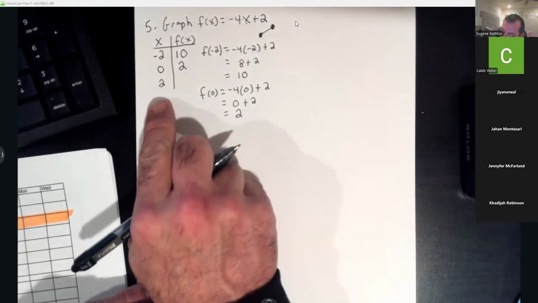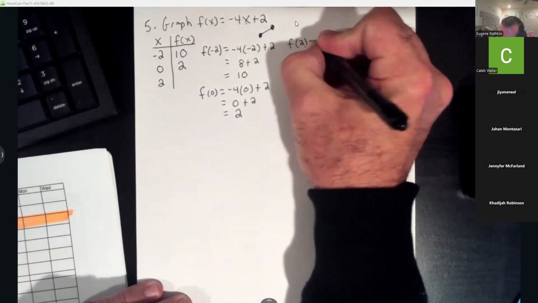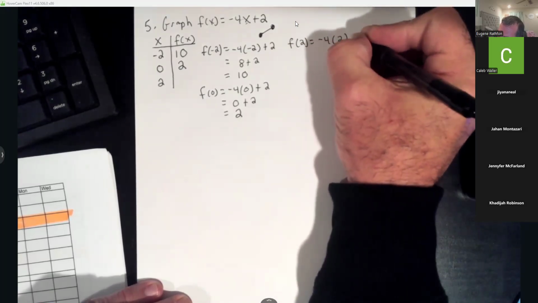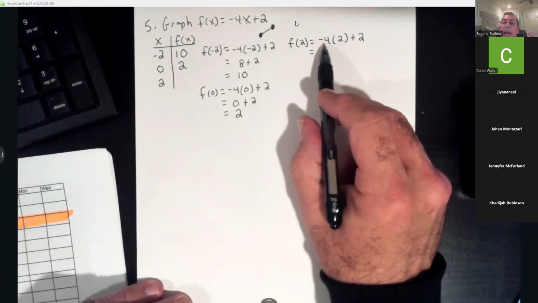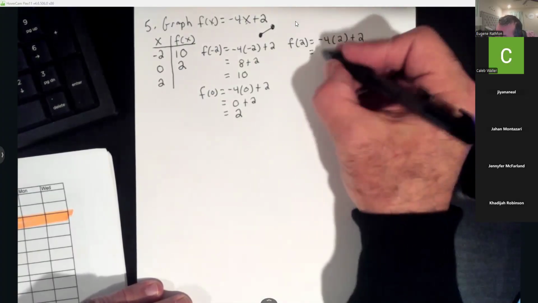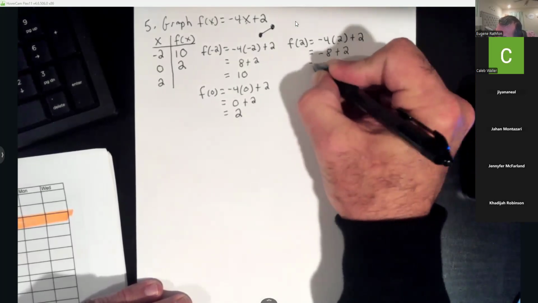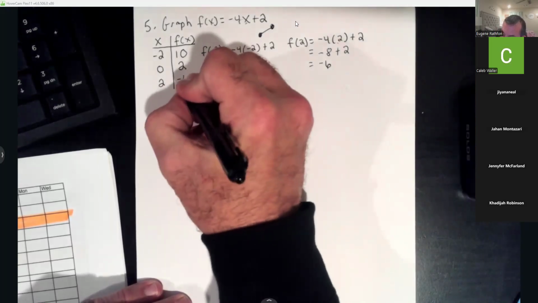And then finally, f of 2. That'll equal negative 4 times 2 plus 2. All right, now I got a negative times positive. That'll make that a negative 8 plus 2, which will give us a negative 6.